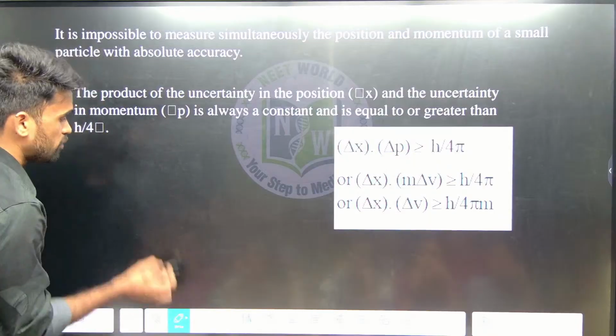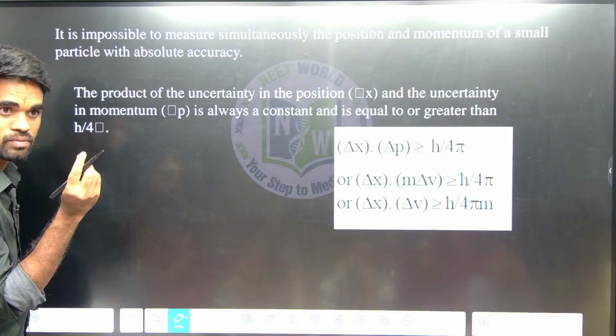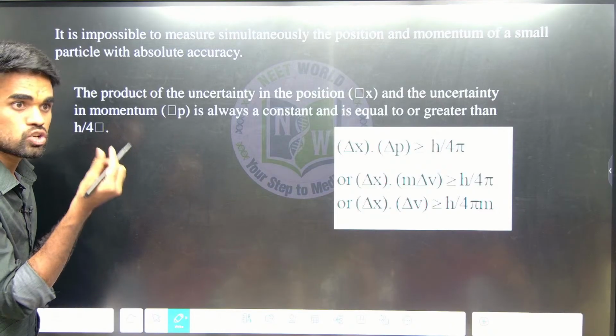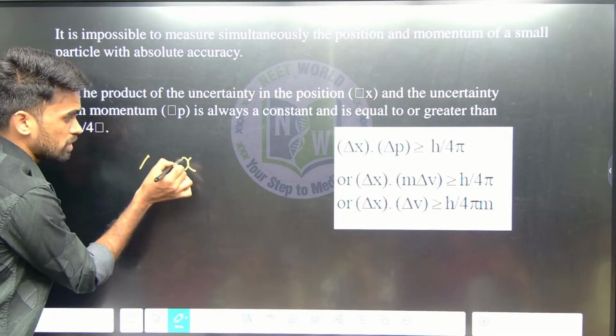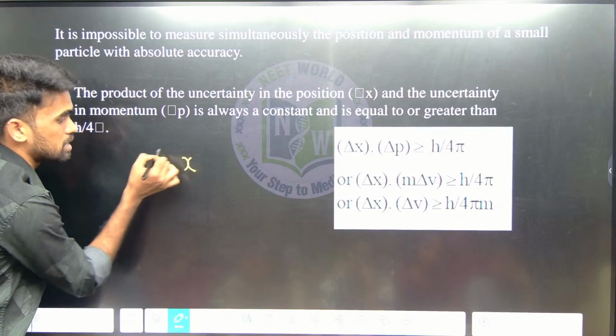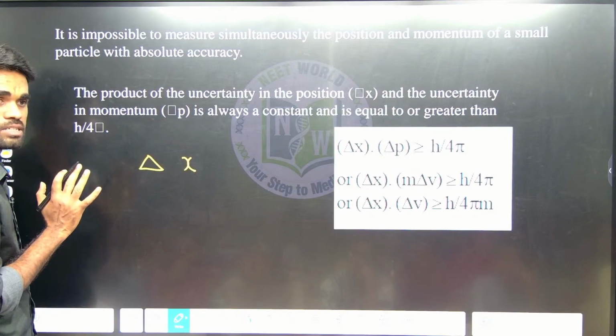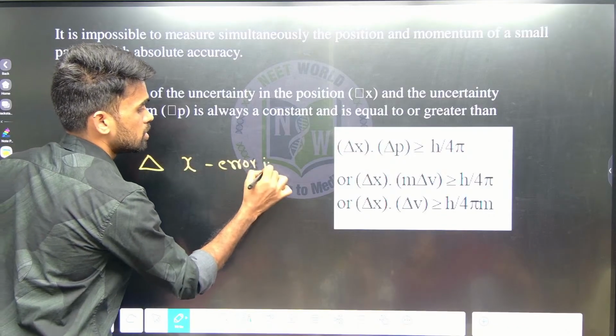Let us say you are trying to find its position. Some error will be seen. So how much error is he saying? See, if x is the position, when you are finding the position, there will be some error. That error is represented with delta x. So del x represents the error in position.